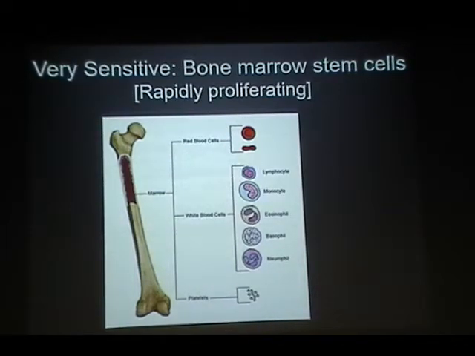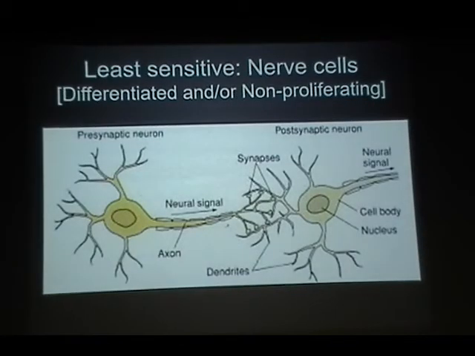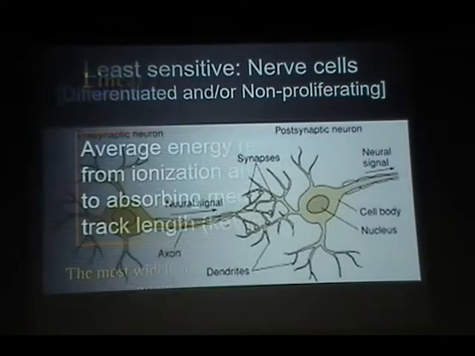What are the other cells that are sensitive? Bone marrow, the cells that are coming from bone marrow. So when somebody is exposed to very, very high radiation, it's going to affect the blood cells or bone marrow. Cells coming from bone marrow will be affected, like WBC and RBC, and patients could die within 1 to 2 days. And the least sensitive are nerve cells because they are differentiated and non-proliferating.